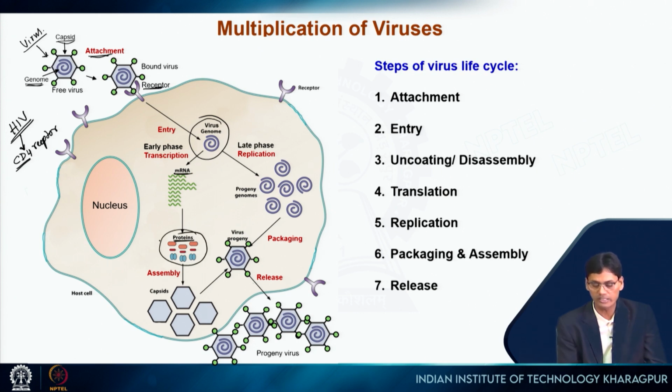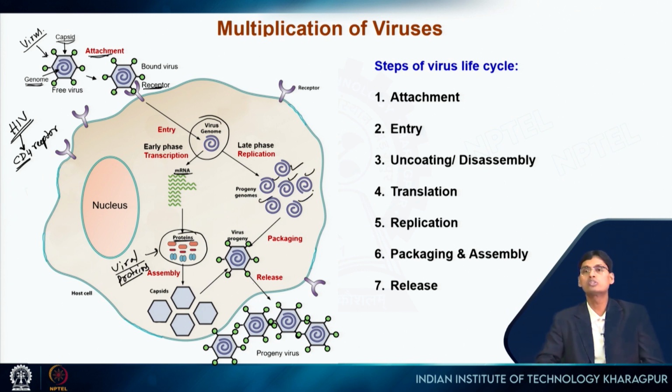So, for example, all these are viral proteins. Maybe they will form the capsid. At the same time, they need to replicate their genome. As you can see, this is replication of their genome. Whenever the viral proteins are ready, as well as the viral genomes replicated, then they will assemble.